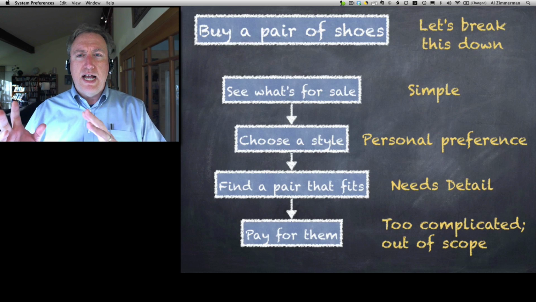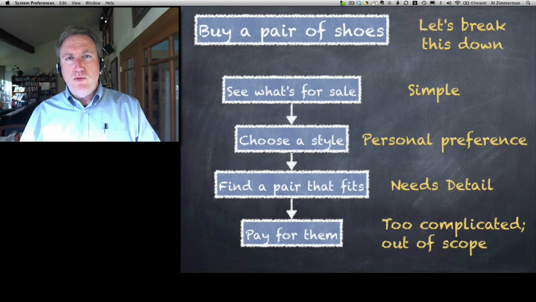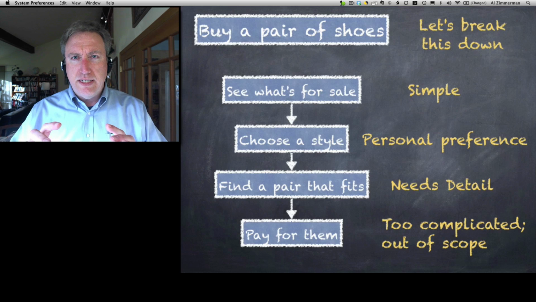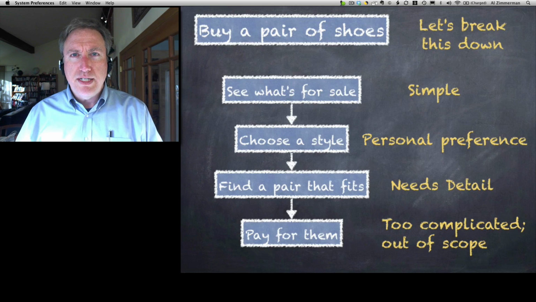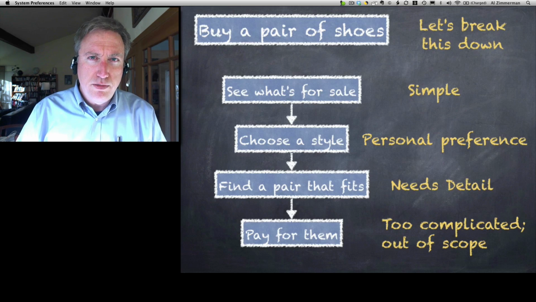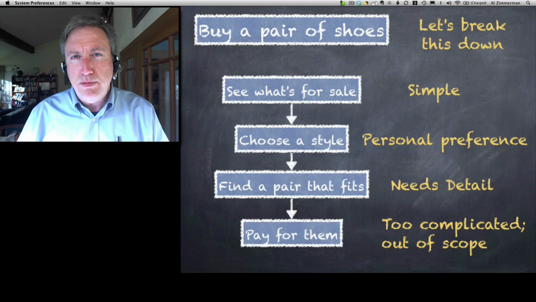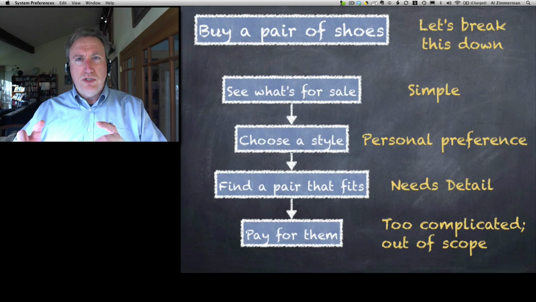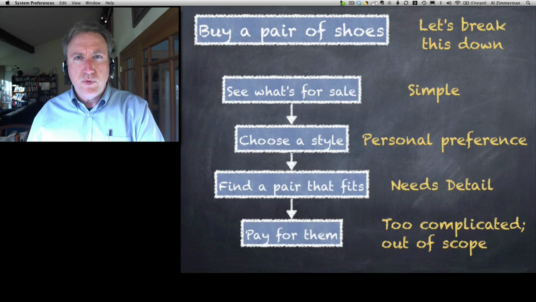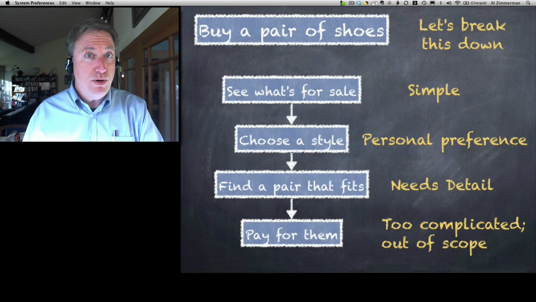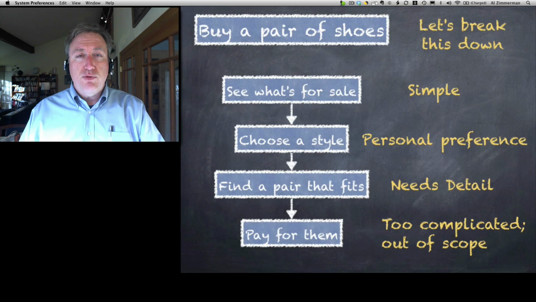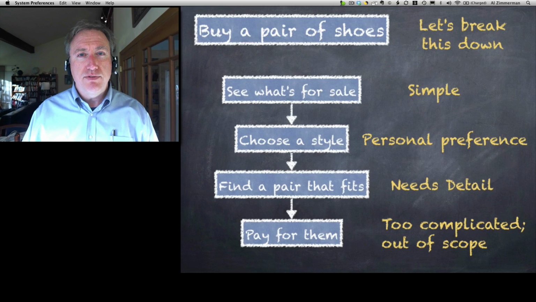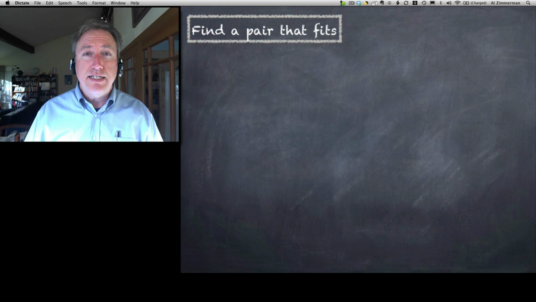So you can see you have to break down one of these steps into its sub-steps. And you have a choice. Either I don't have to break it down any further because it's simple enough, people know how to do that, or I can say I am going to just go get that off the shelf, and assume that that is not part of the system, that it's out of scope. And then you're left with the thing that you have to break down even further. In our case, it's find a pair that fits.